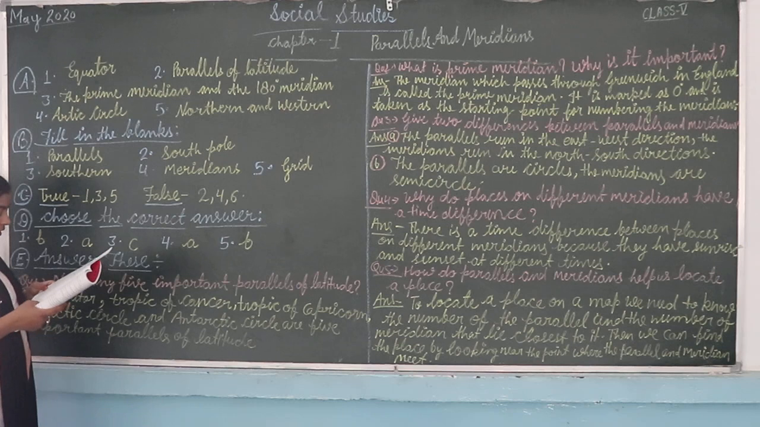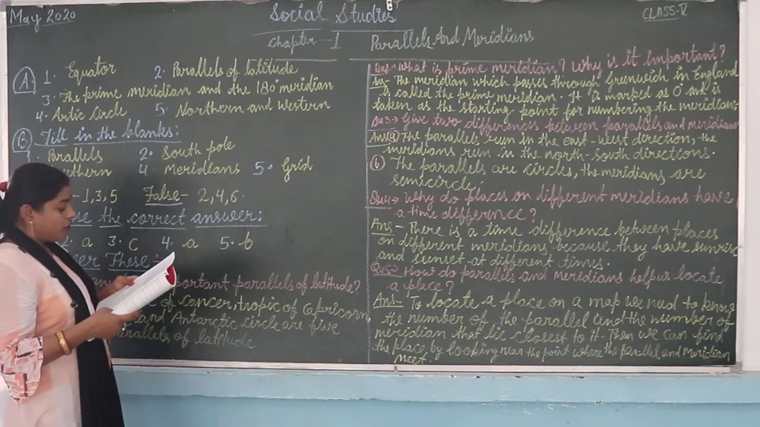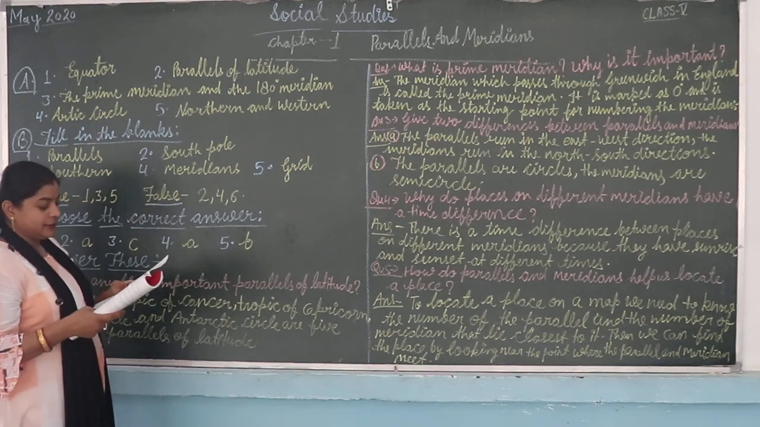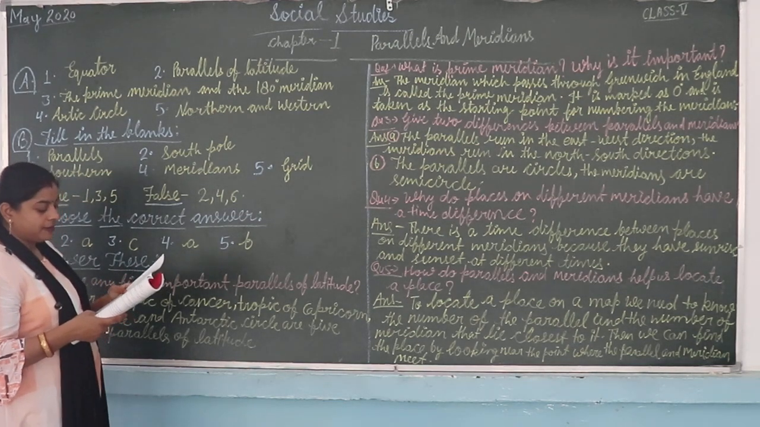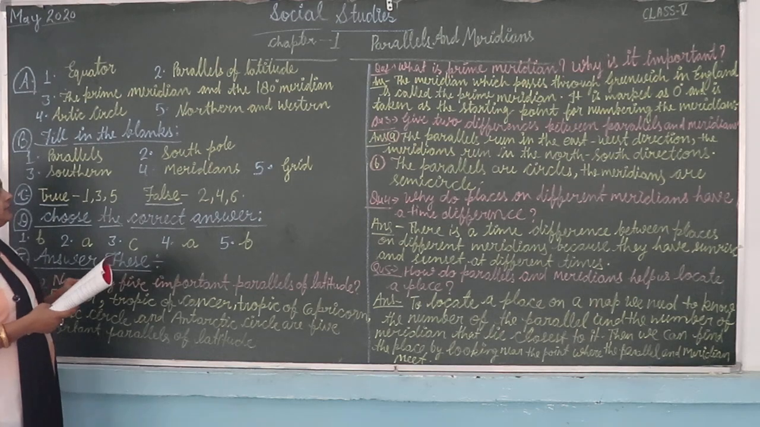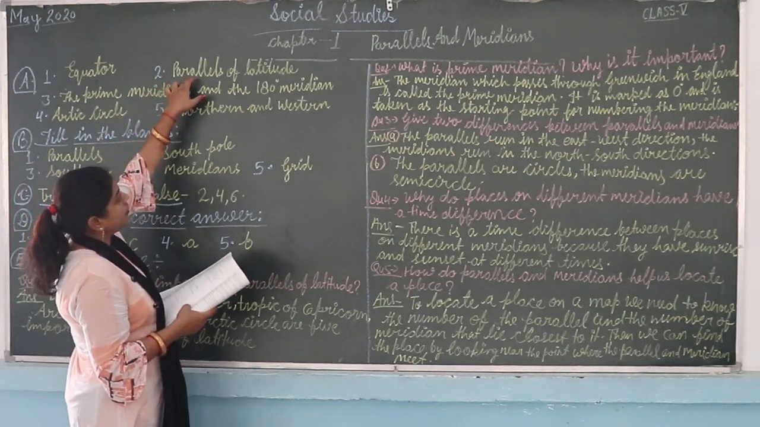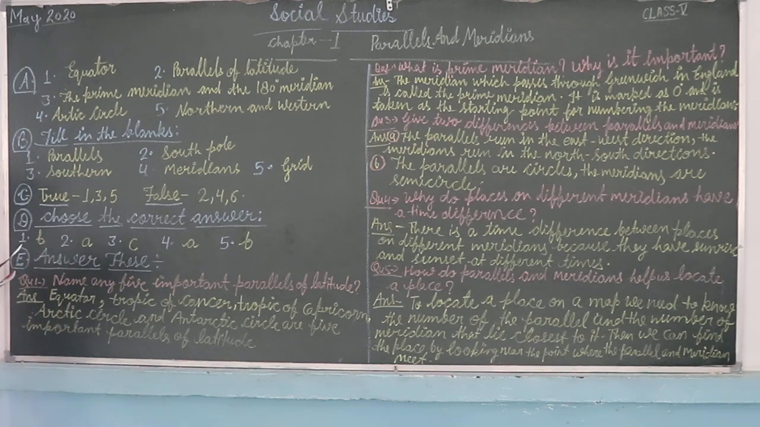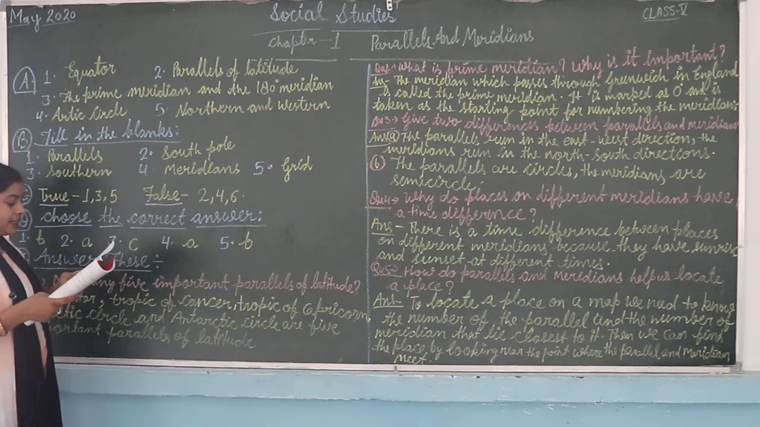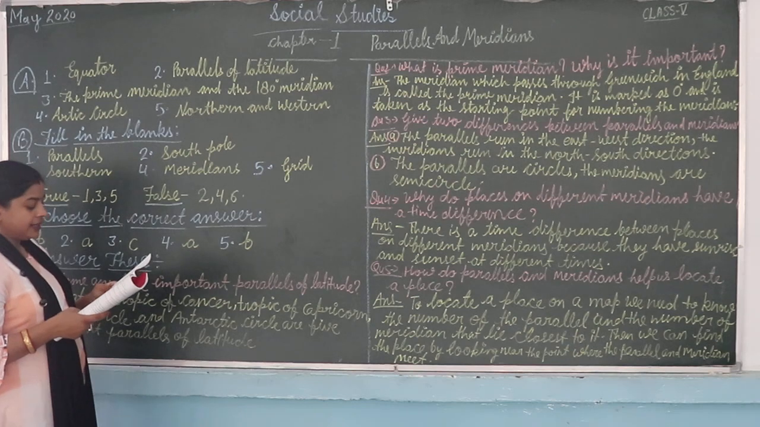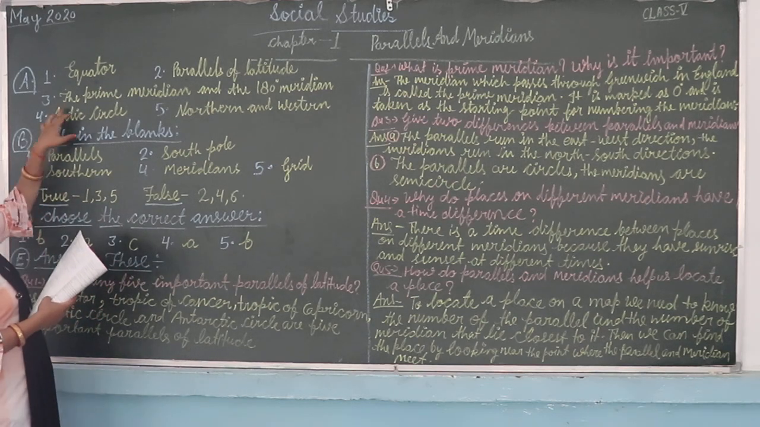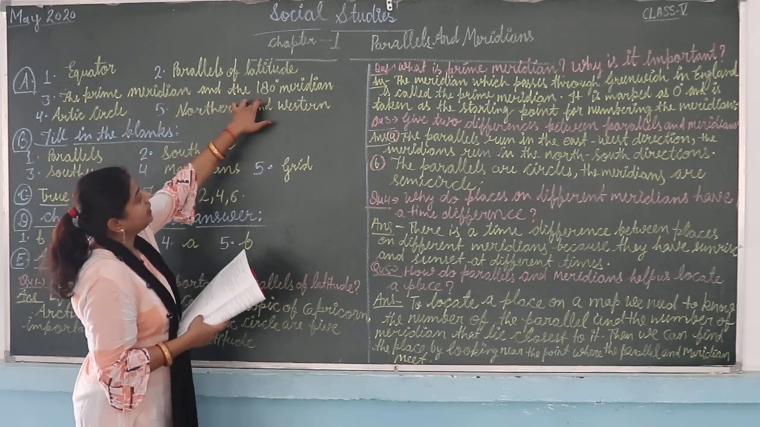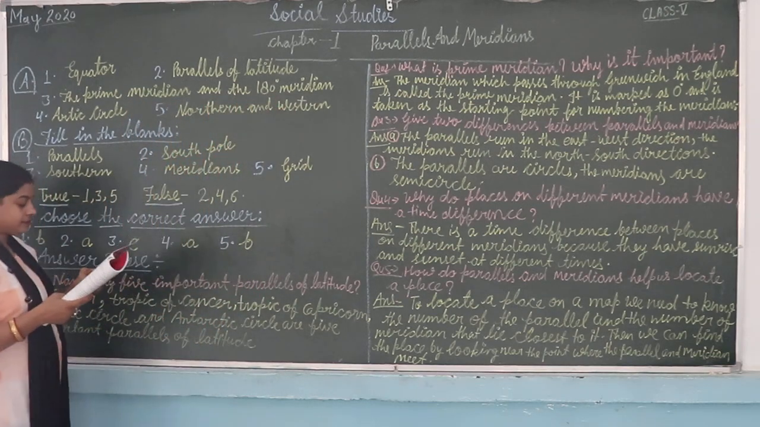Second question, only globes have, which of these are the boundary lines of imaginary circle, parallels of latitude or meridians? Answer is parallels of latitude. Third question, what divides the earth into the eastern and western hemisphere? Answer is the prime meridian and the 180 meridian.